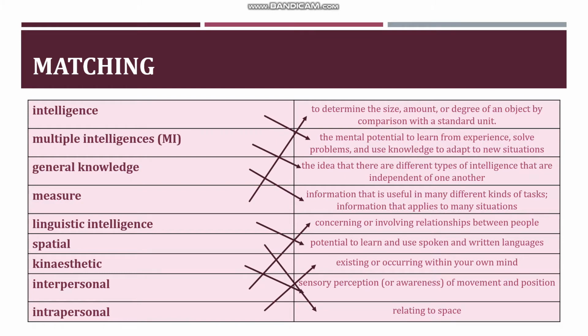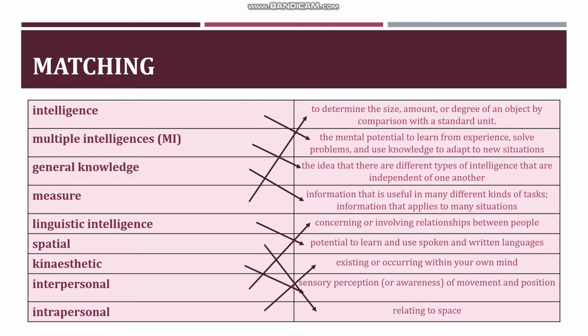Well, intelligence is the mental potential to learn from experience, solve problems, and use knowledge to adapt to new situations. Multiple intelligence. There are different types of intelligence that are independent of one another. General knowledge is information that is useful in many different kinds of tasks, information that applies to many situations. Measure, to determine the size, amount, or degree of an object by comparison with a standard unit.